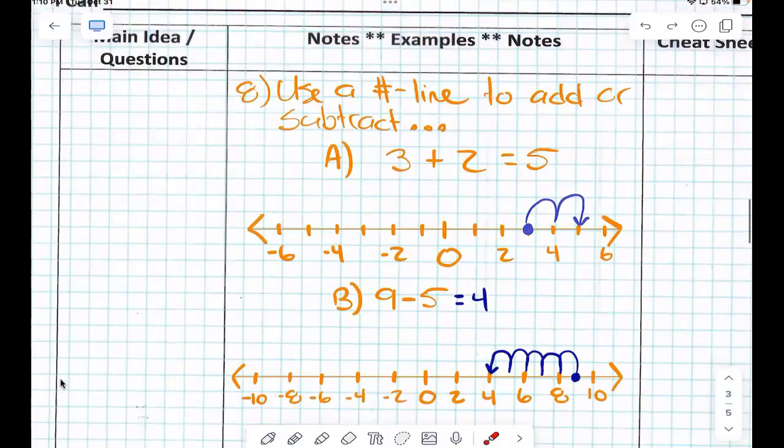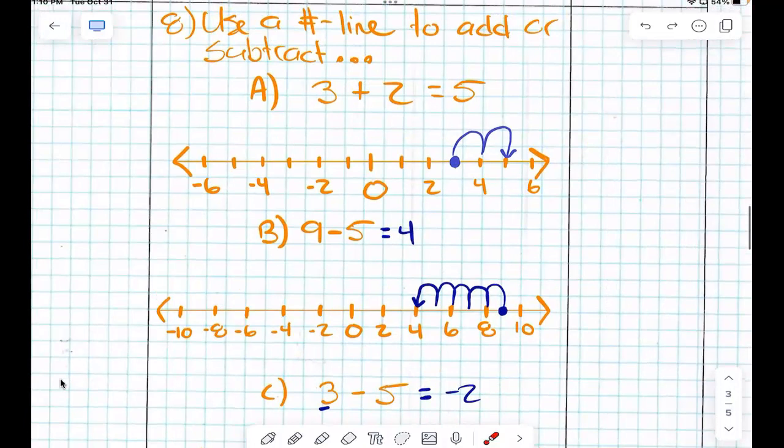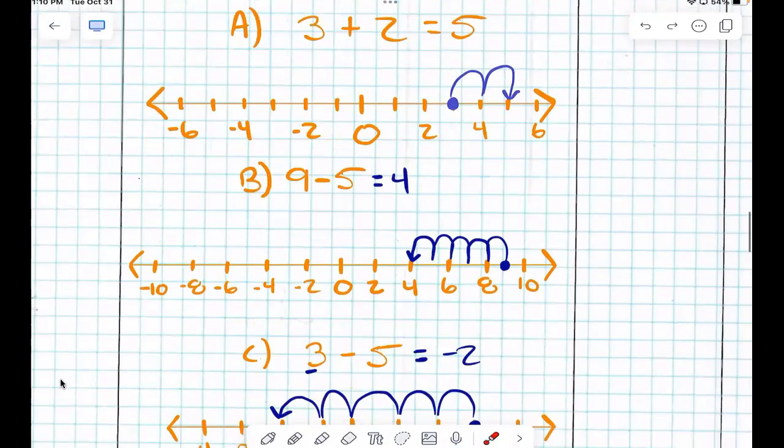So you guys know how number lines work, yes? 3 plus 2 is 5, yes? Is this your proof right here? My dot is at what number? 3. And then I do 2 bunny hops. What number do I end up at? 5.